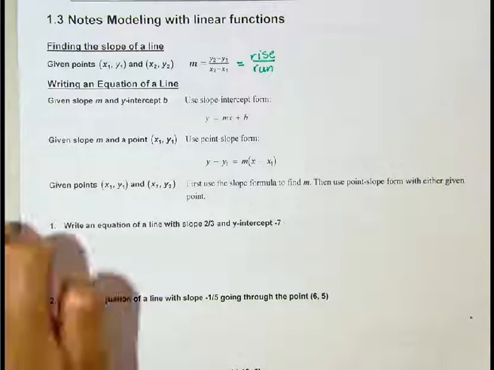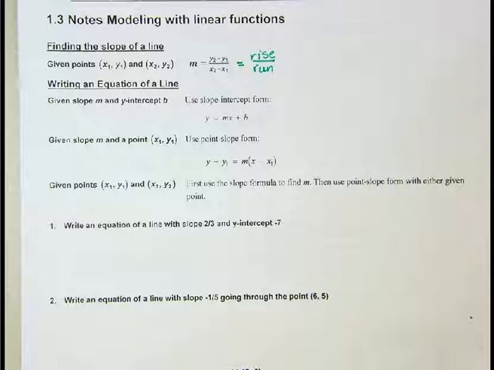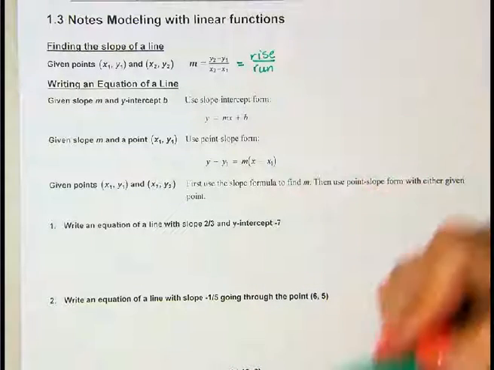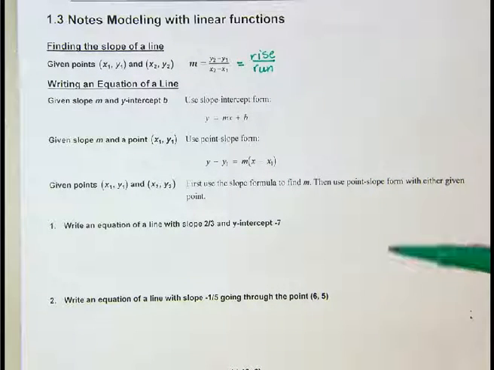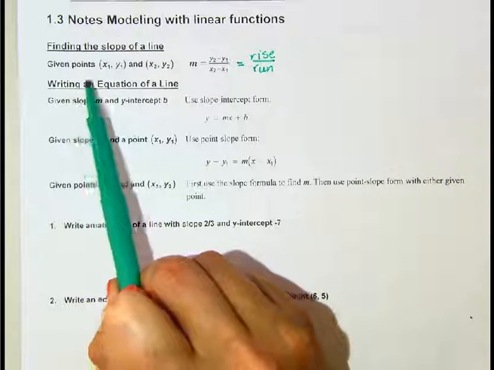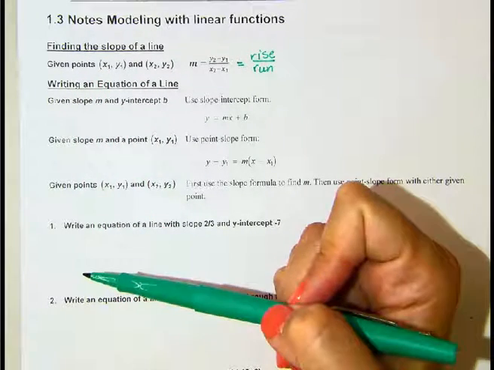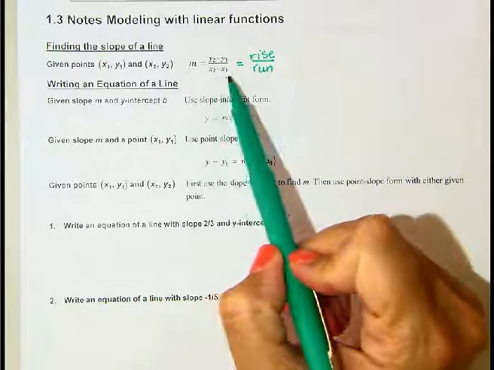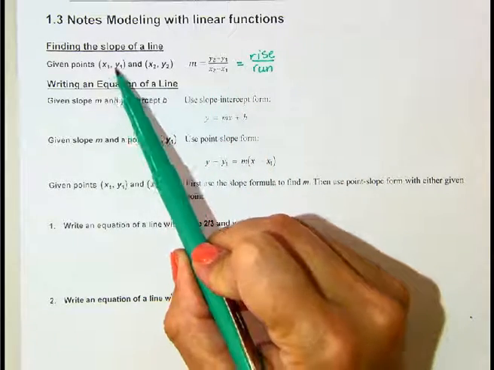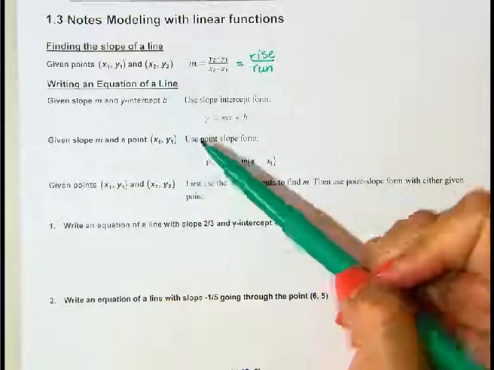All right, this is the notes for 1.3. This first page is review over some stuff you did in Algebra 1. But if you were given 2 points, you can find the slope of a line by plugging them into this equation. So we label the points x1 and y1 and x2 and y2.